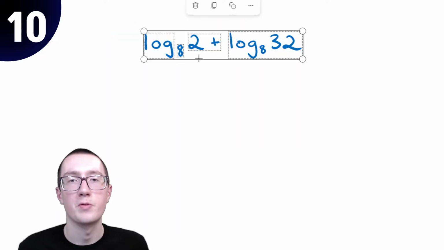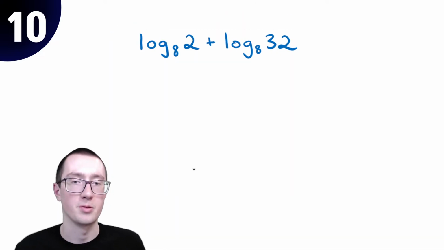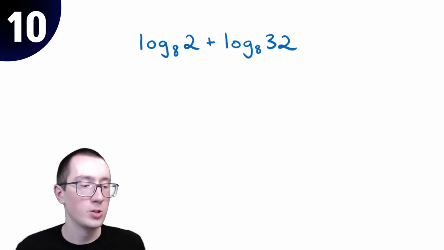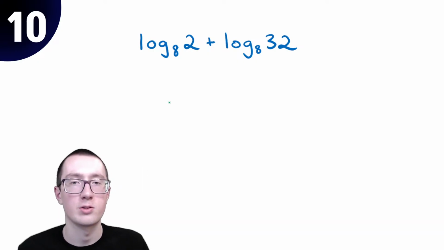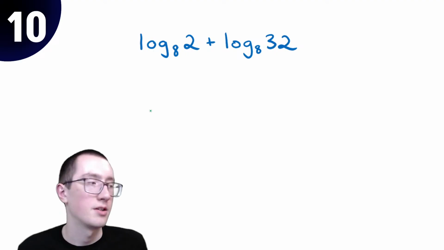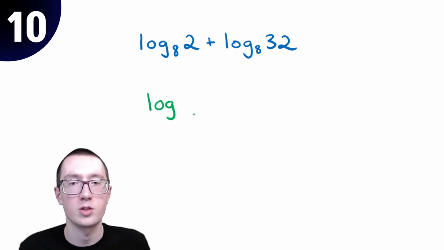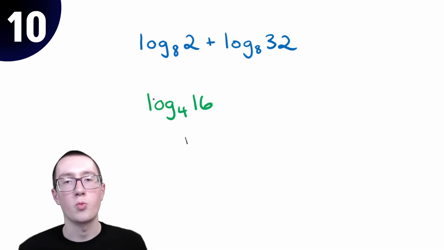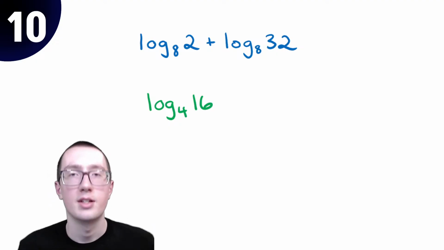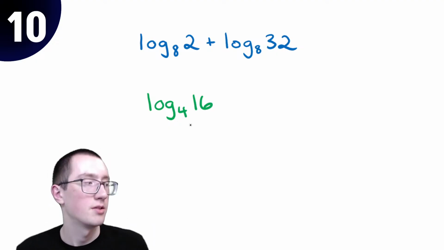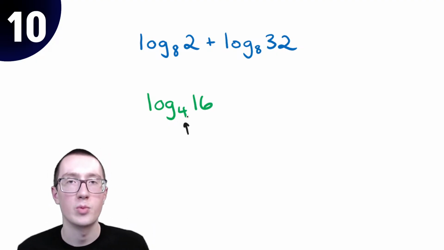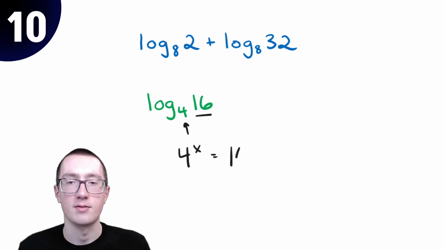So we need to solve this. We need to figure out what this is equal to. So if you're not sure what a logarithm is, let's go over that first. A logarithm is basically the opposite of an exponent. So for example, if you had log base 4 of 16, to solve this, what a log is asking for is what exponent you have to put on the small number to get to the big number. So it's saying 4 to the what is 16.